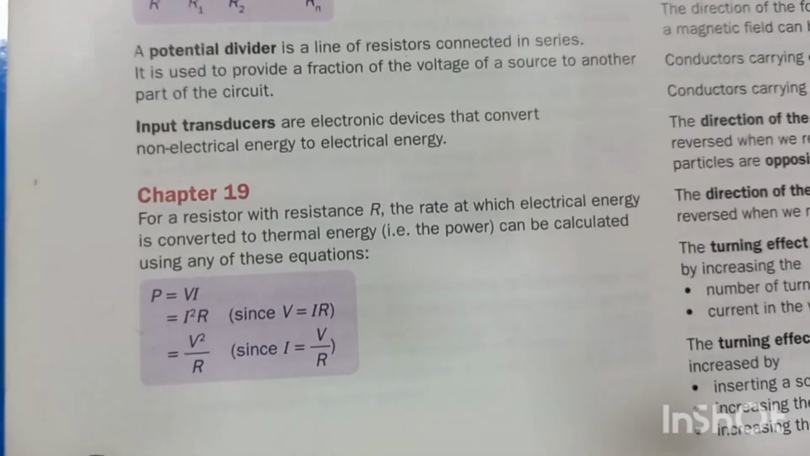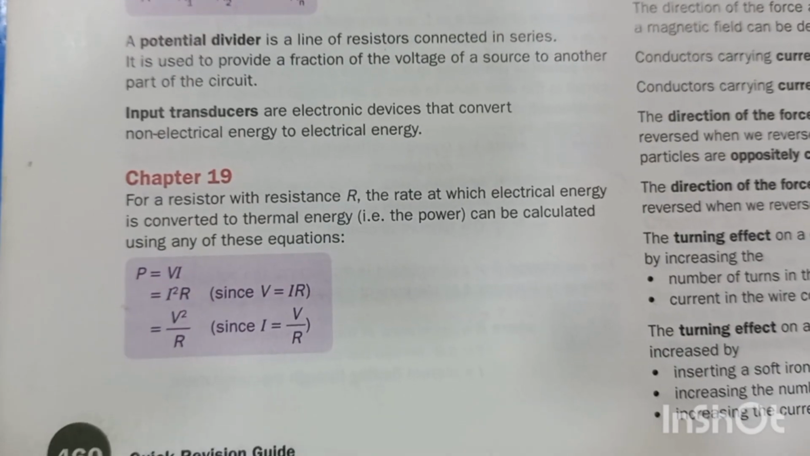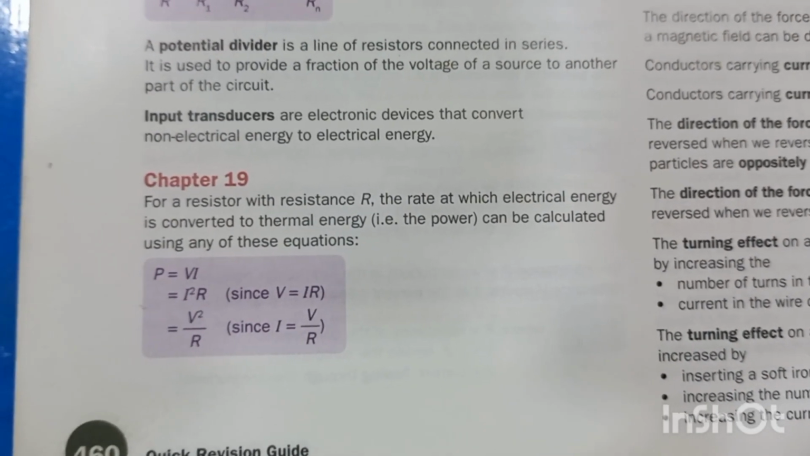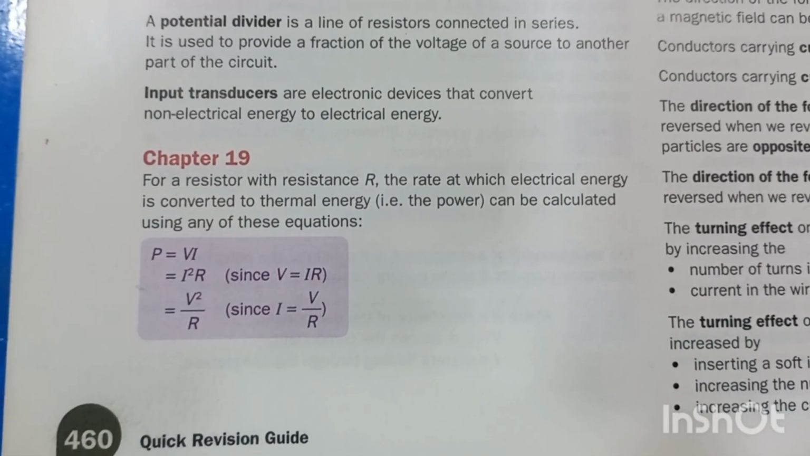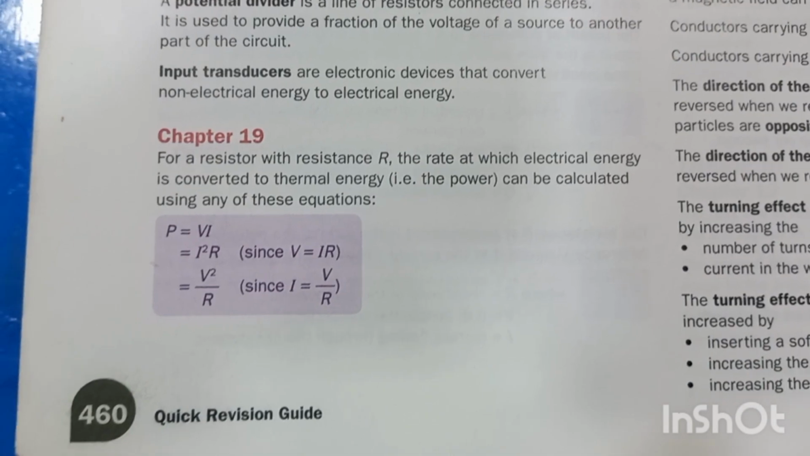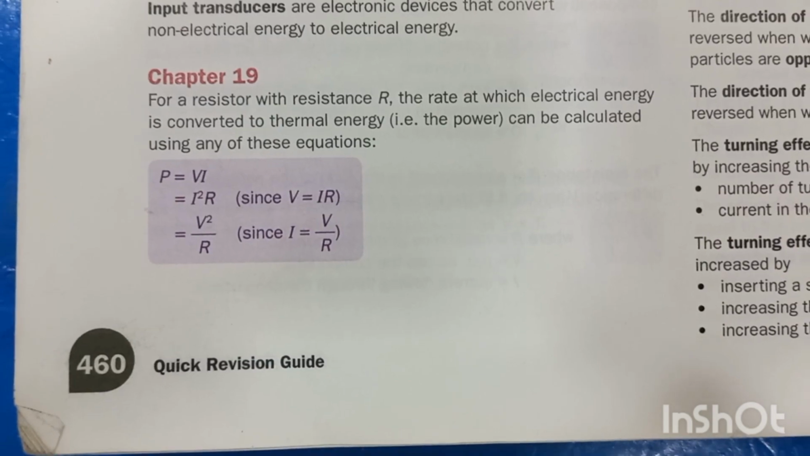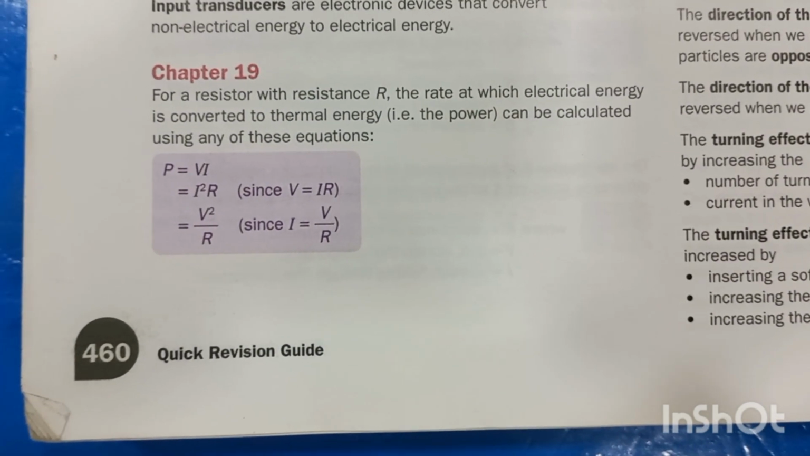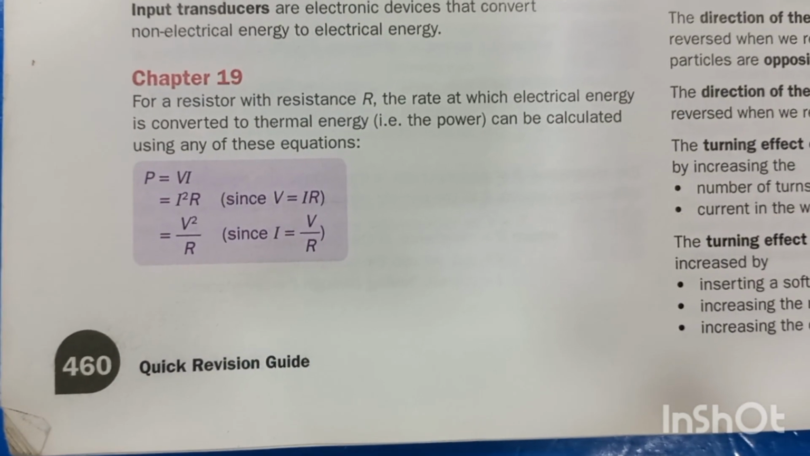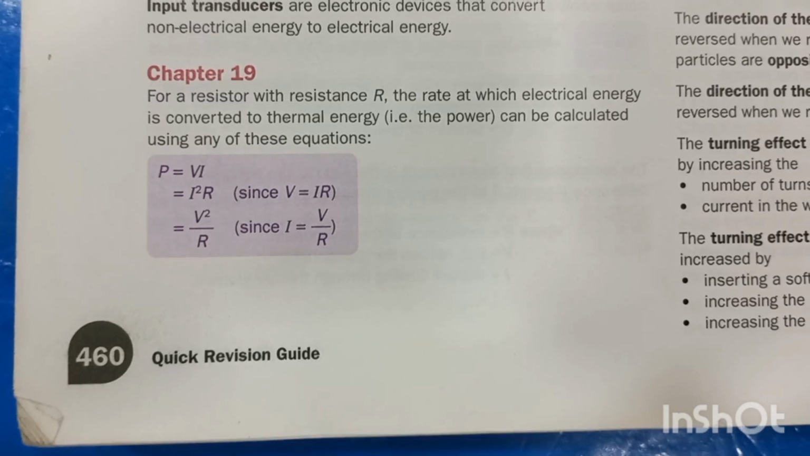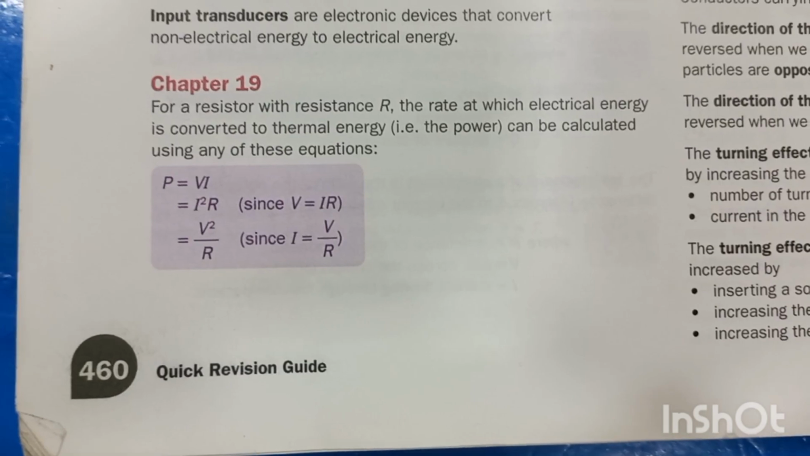Chapter number 19. For a resistor with resistance R, the rate at which the electric energy is converted to thermal energy, that is the power, can be calculated using any of these equations. The most famous equation is P is equal to VI, or P is equal to I squared R, since V is equal to IR, or the power is equal to V squared divided by R, since I is equal to V by R.